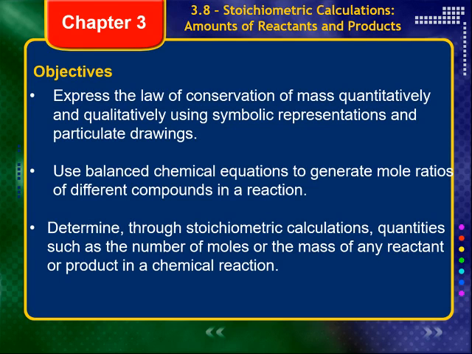Alright, AP, let's finish up Chapter 3 with Sections 8 and 9, moving into Stoichiometry. Your objectives for Section 8: express the law of conservation of mass quantitatively and qualitatively using symbolic representations and particulate drawings. Use balanced chemical equations to generate mole ratios of different compounds in a reaction. Then determine through stoichiometric calculations quantities such as the number of moles or the mass of any reactant or product in a chemical reaction. Alright, let's get going.